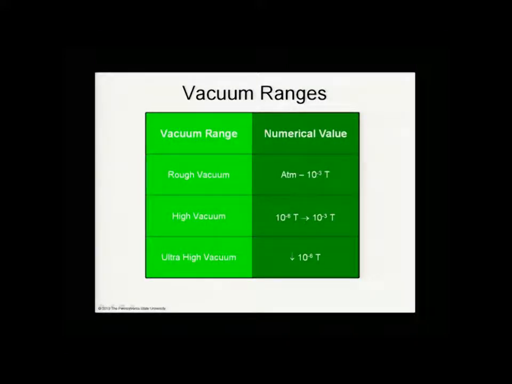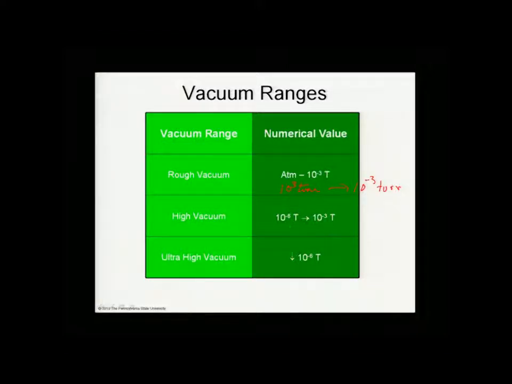Here are some numbers to associate with these vacuum ranges: rough or low vacuum, high vacuum, ultra high vacuum. Rough vacuum is from atmospheric pressure, which is 10 to the 3 torr, down to 10 to the minus 3 torr. That's considered rough vacuum. High vacuum is 10 to the minus 3 torr down to 10 to the minus 6 torr. So this range is high vacuum.